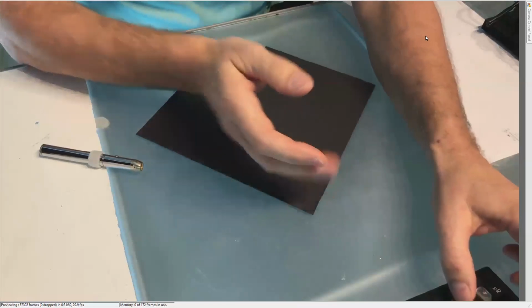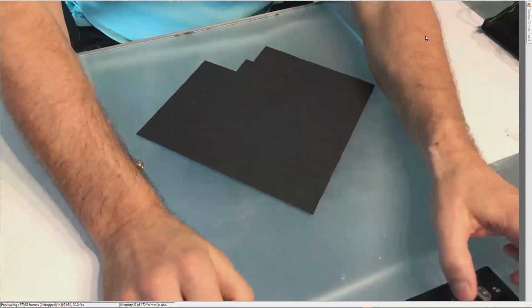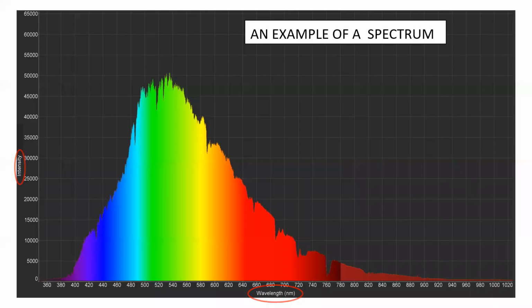Let me show you a spectrum. So this is a spectrum. You can see on the horizontal axis, the wavelength, and the vertical axis, the intensity. This is what it looks like. So different colors, different intensities, good example of a spectrum.